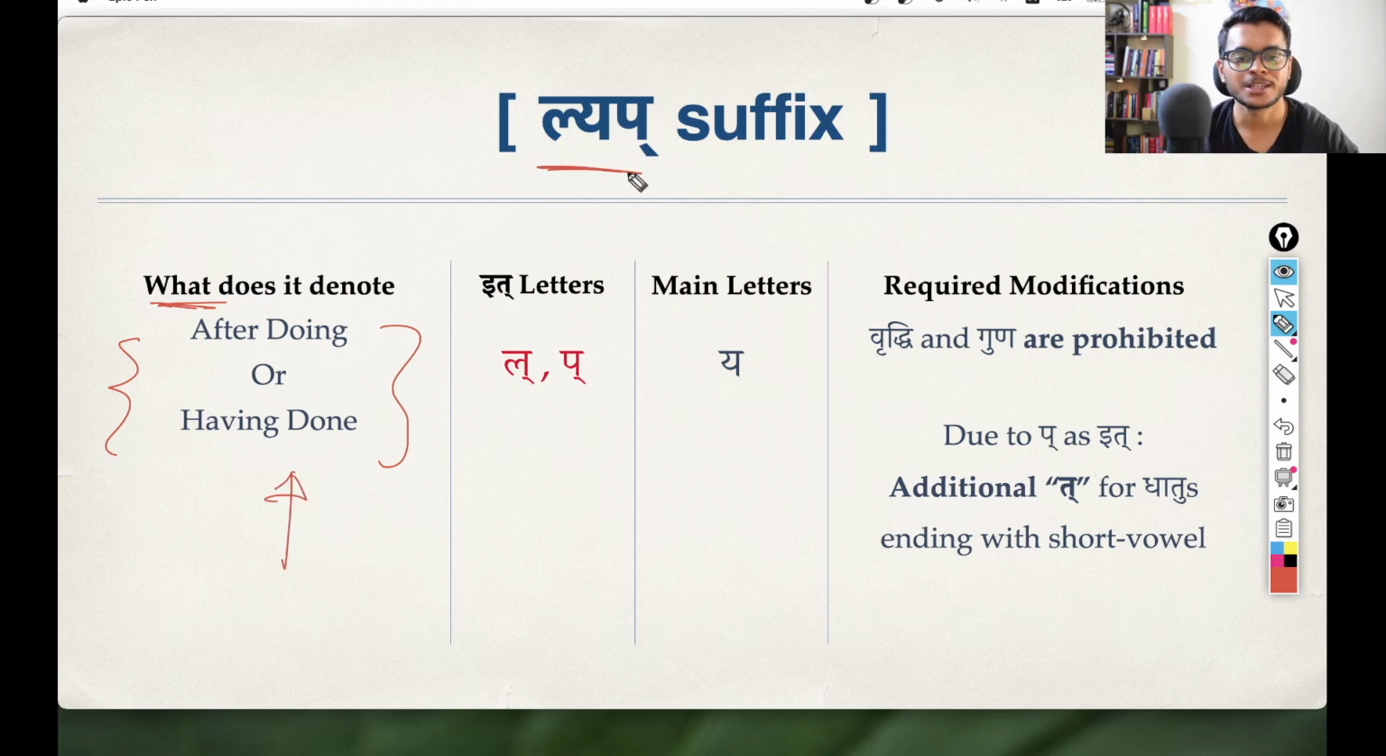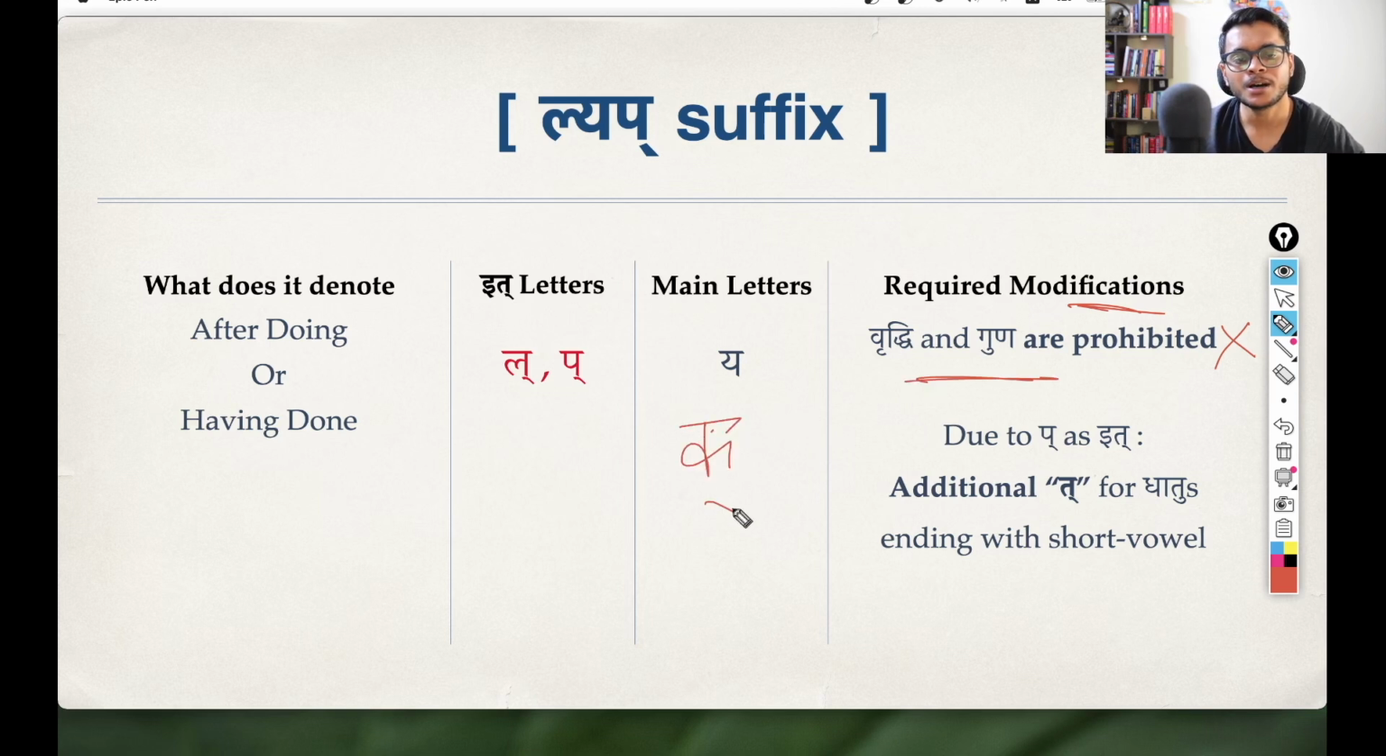Okay, for this lyap suffix, the it letters are la, this lakara, and pa, this pakara. And whatever remains, this ya, is the main content of the suffix. This is what gets added to the dhatu. And now what are the required modifications of this suffix? So pay attention that I am mentioning vriddhi and guna, they are prohibited. But we know that they are prohibited only when you have ka as an it letter, right? What we saw in the previous example, twa. So there we had this ka as an it letter, and with ka as an it letter, vriddhi and guna are prohibited. But this suffix, lyap suffix, does not have a ka. So why are vriddhi and guna prohibited?